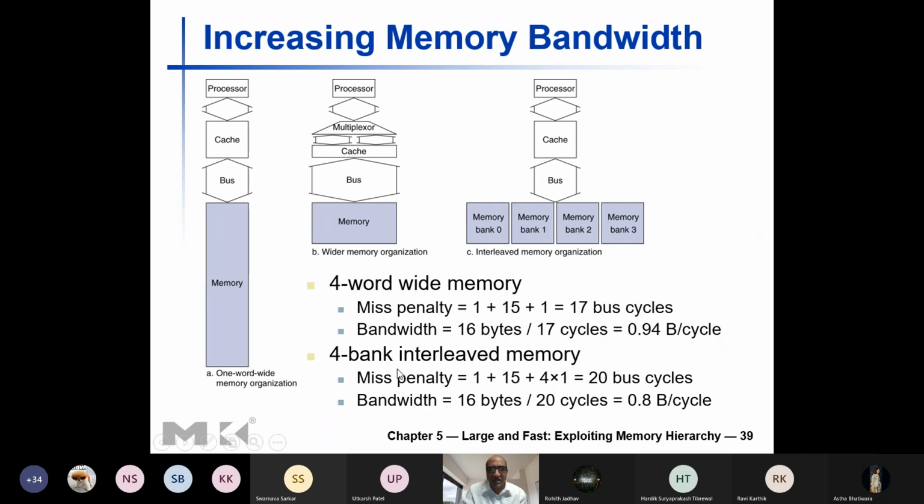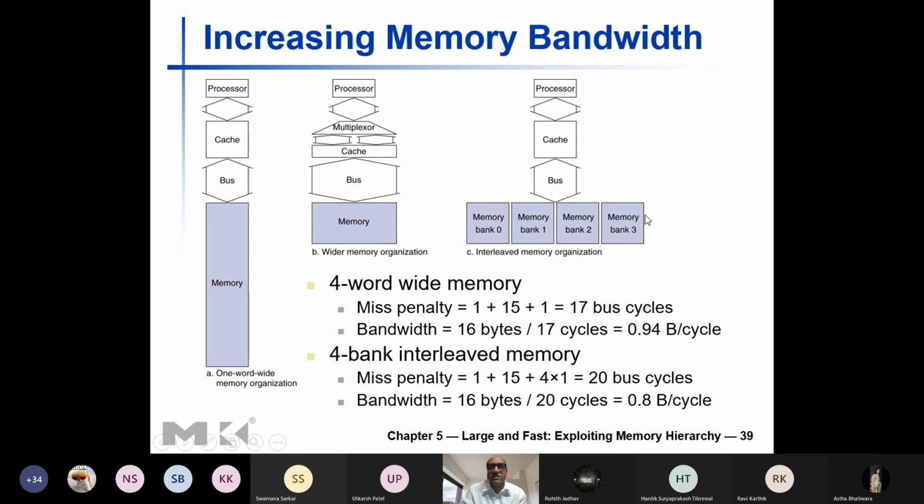So if the memory is organized in an interleaved way, like a 4-bank interleaved memory, then fetching the data from the memory banks and passing it to the cache requires 1 plus 15 plus 4 into 1, that is, 20 bus cycles. But this is almost close to the one having the wider memory, wider cache and wider bus. The only thing here is that just the memory was organized in the form of banks, and the remaining cache and bus sizes remain the same.